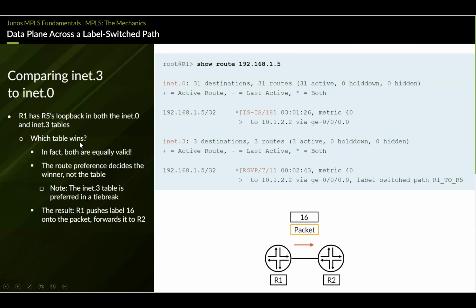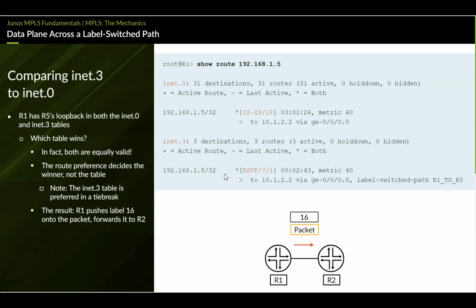Which table wins? Which table will be preferred? In fact, both are equally valid. The route preference decides the winner, not the table. Note, the INET.3 table is preferred in a tiebreak. The router pushes label 16 onto the packet, forcing it to R2. That means you are getting the same prefix in both INET.0 and INET.3, so INET.3 will be more preferred. The INET.3 table is preferred in a tiebreak.